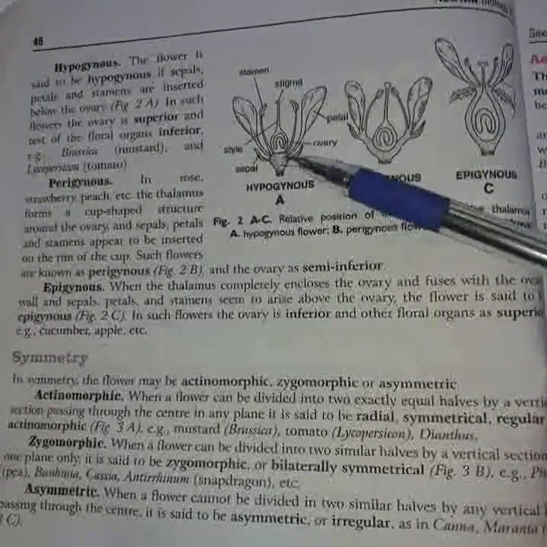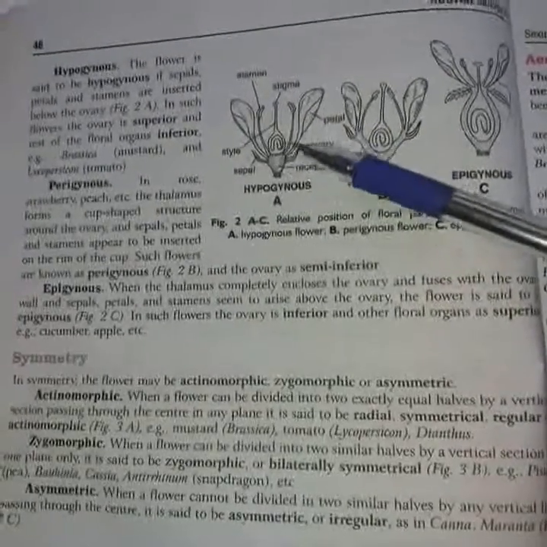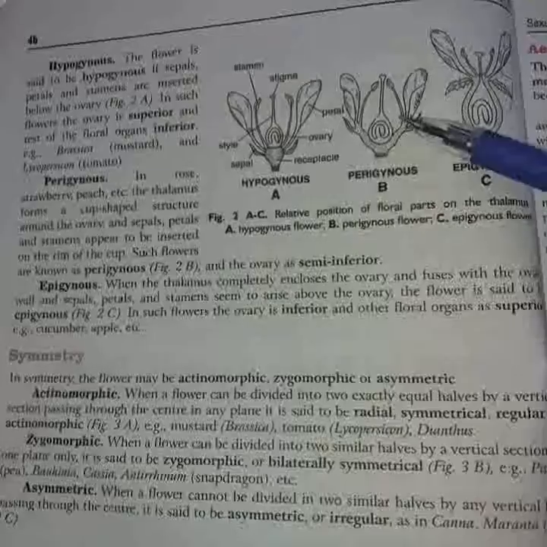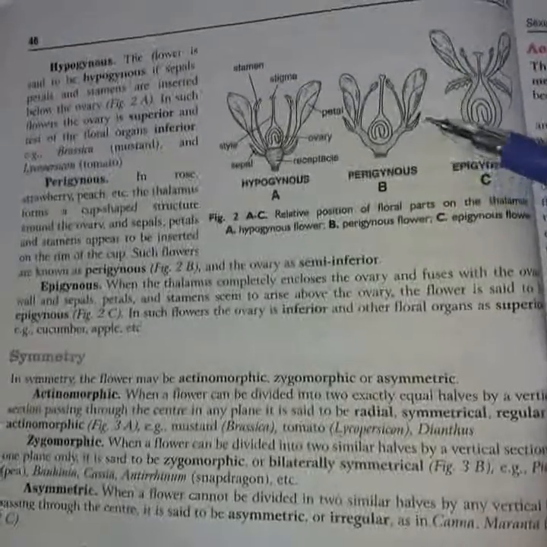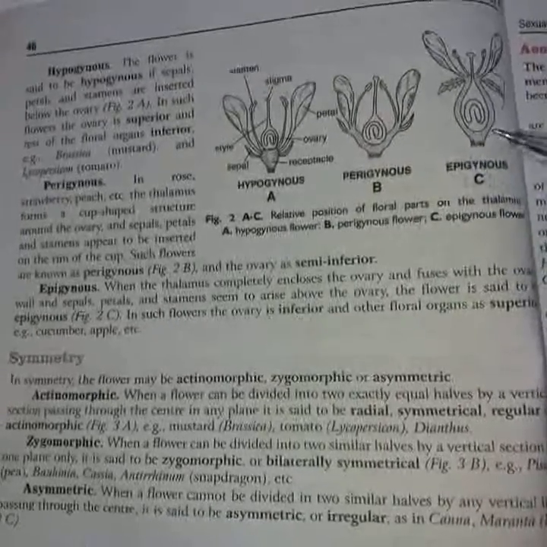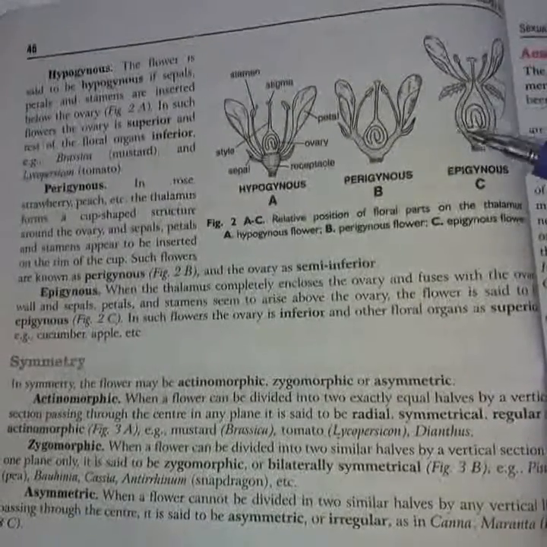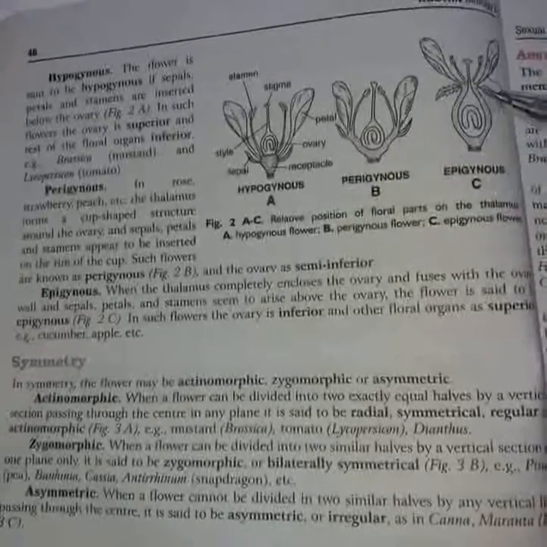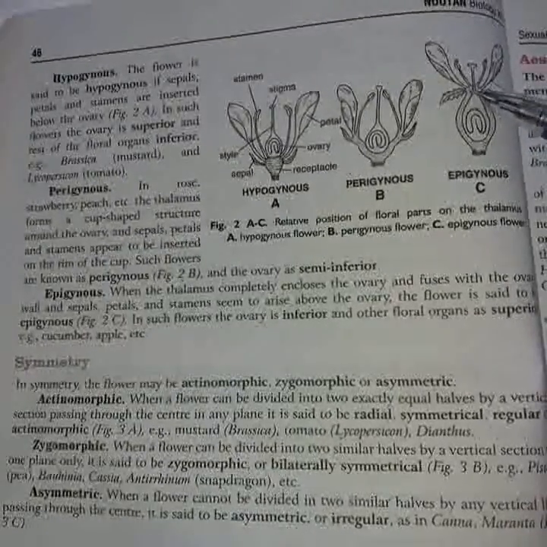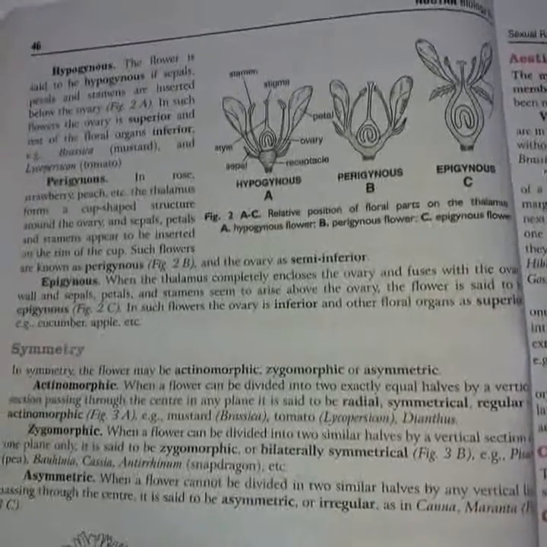So these are the superior ovary: when sepals and petals are below the ovary. These are semi-inferior ovary: half covered by the thalamus, and on the half part arise petals, sepals and stamens also. Next is inferior ovary, then the ovary is all over covered by the thalamus, and petals, sepals and stamens arise above the ovary. This condition is called inferior ovary.